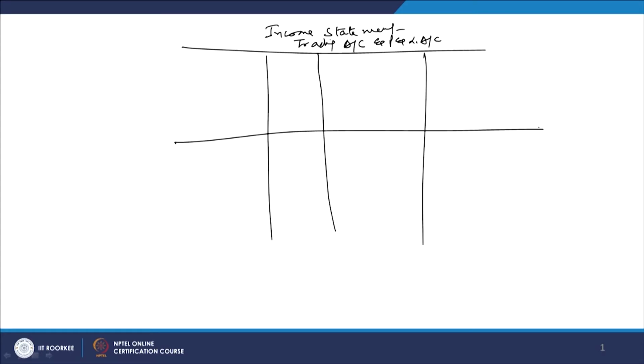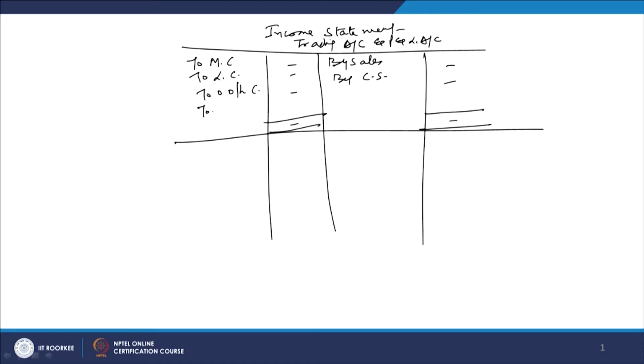The upper part is called the trading account, where we talk about the direct revenue coming from sales, by sales, and then it is by closing stock, and then it comes as to material cost, then to labor cost, then to other overheads cost, right. These three costs we take, and these two we take here, and then finally we try to find out what the net result is here. For example, if the sales are more than the cost, the net result here is the to gross profit, right. This is the gross profit.